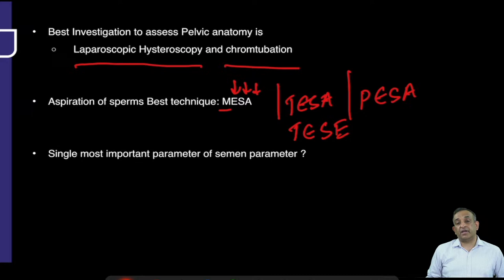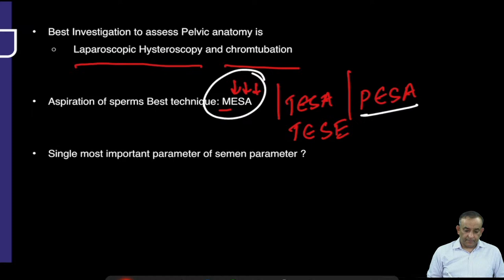My favorite technique is PESA. In most of my patients I am able to get sperms in that. If I don't get sperms in the patients, then I go ahead and do the testicular sperm aspiration. My personal favorites are these two, but my favorites are not the MCQ answers. The MCQ answer is the microsurgical epididymal sperm aspiration, and microscopes are expensive to come by, and most of the times we are able to get sperms by these simpler techniques. That's why my favorites and the method of choice are different. Your answer is MESA. Single most important parameter of the semen parameters is the morphology.